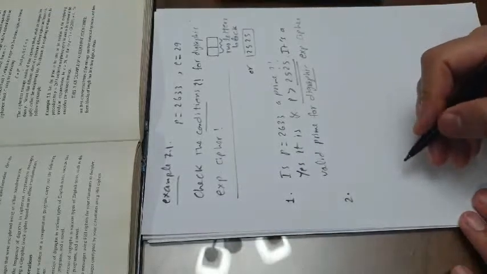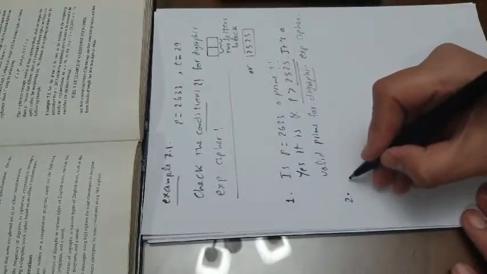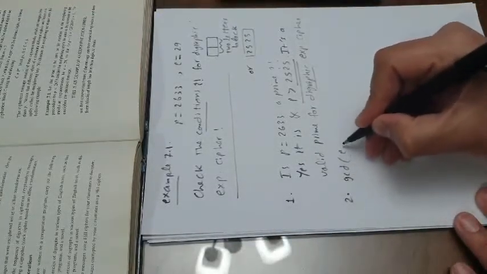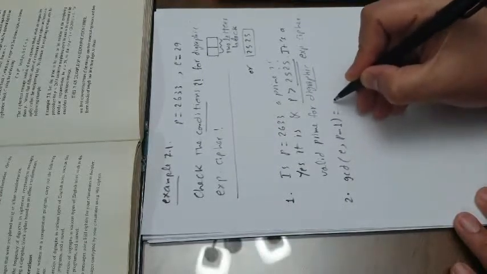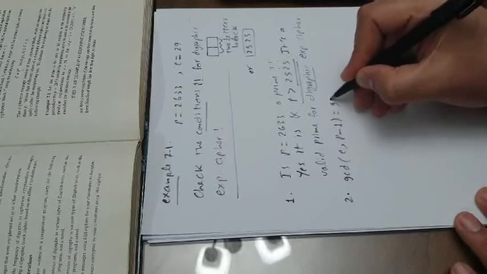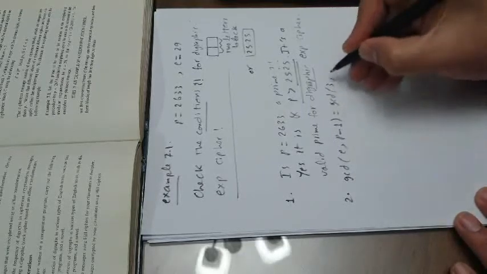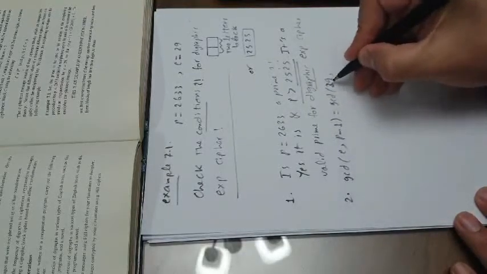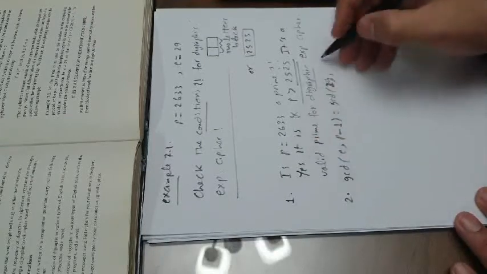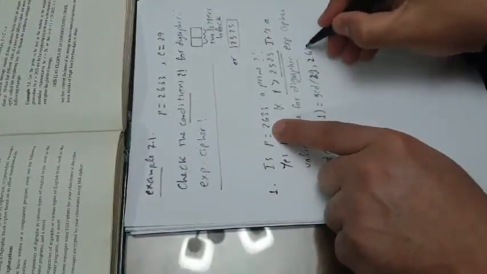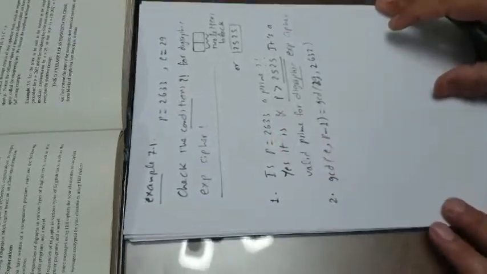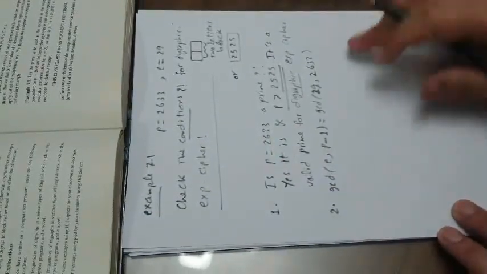Part 2 of the conditions here, the GCD of E and P minus 1. So it is the GCD of 29 and P minus 1, which is the preceding number, 2632.